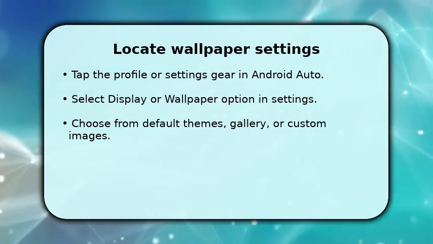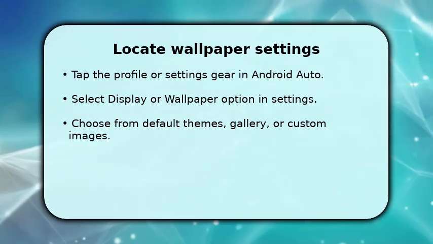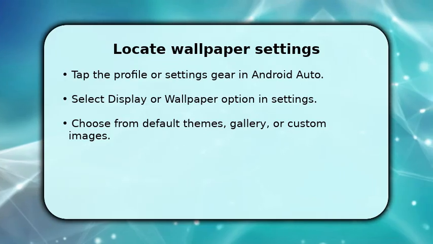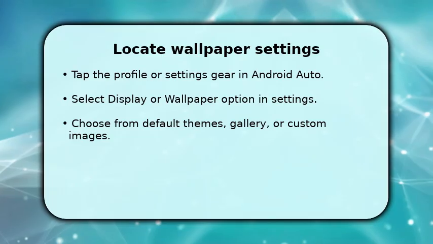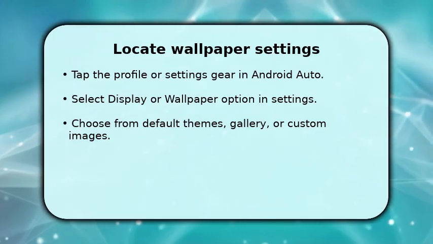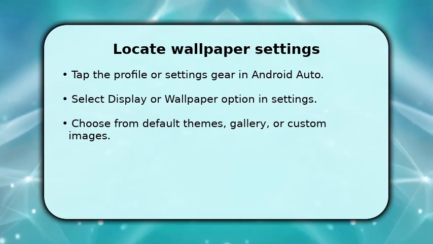From this menu, pick whether to use built-in themes, select an image from your phone gallery, or add a custom photo. If you pick Gallery, navigate to the album and choose a high-contrast image. Android Auto crops to the screen ratio, so prefer 16:9 compositions. Make your selection and preview it before applying.